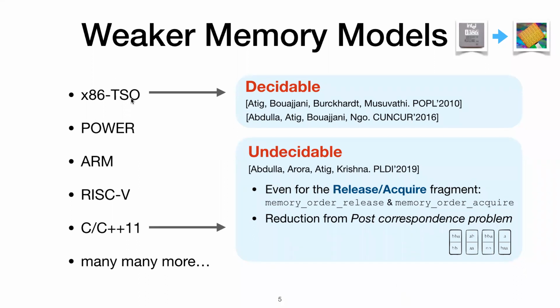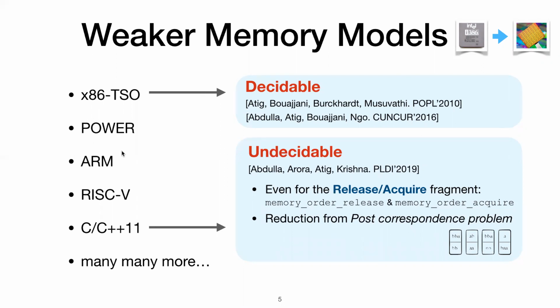So one of the most well-studied and common ones is x86 TSO, the model behind Intel machines. The verification problem for this model was shown to be decidable. This is one of the first papers in this field, in POPL 10. And more recently, a nicer proof, I would say, of the same result was presented in CONCUR.